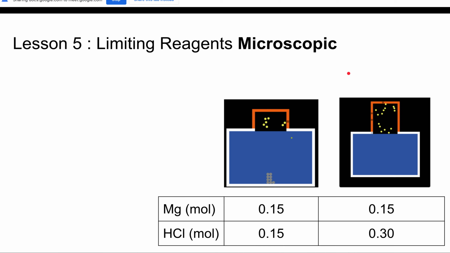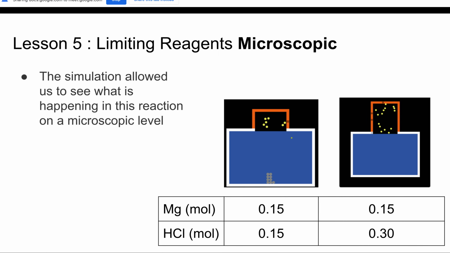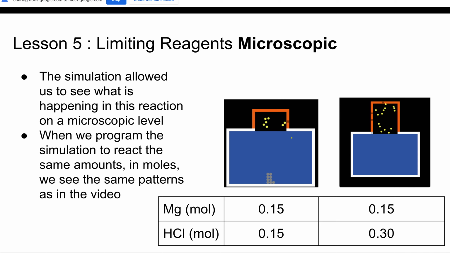So if we're going to look at the microscopic versions of this exact same experiment, this is where we have to think about the actual simulation that you all used within lesson 5, okay? So the simulation allowed us to see what was really happening in this reaction on a microscopic level. When we program the simulation to react the same amount in moles, we see the same patterns that we saw in the video. Okay, so you'll notice here, when we have a 1-to-1 ratio, we have excess magnesium. When we have a 1-to-2 ratio, we have no excess magnesium.